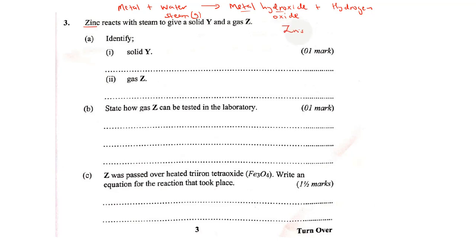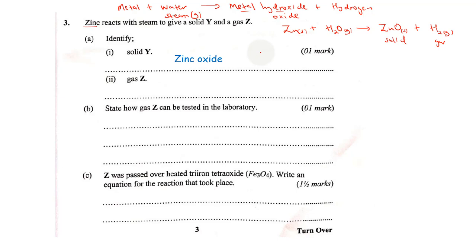We shall have zinc as a solid reacting with our steam, which is a gas, and we shall form zinc oxide, which is a solid, plus our hydrogen gas. This is the general equation. So this is the solid and this is the gas. So solid Y is zinc oxide.